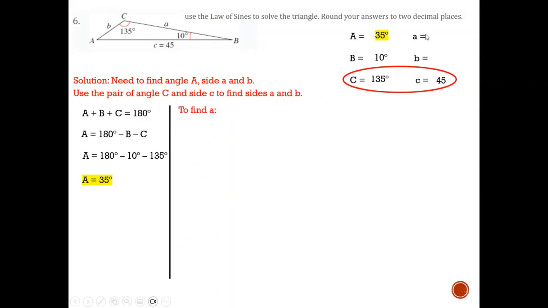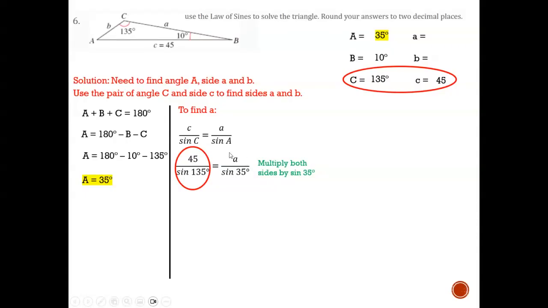So I'm going to find that A. I need to find A and B, but I'm going to go ahead and find A first. So I plug in the pair that I already have right here. I have the value for C, and I have the value for big C, so it's sine of 135. And I'm going to find A first, so I set up that pair. I don't know the side length, little a, but I do know the angle measure is 35, so I plug that in.